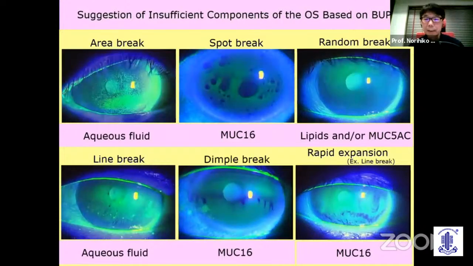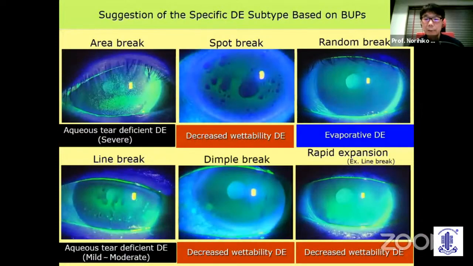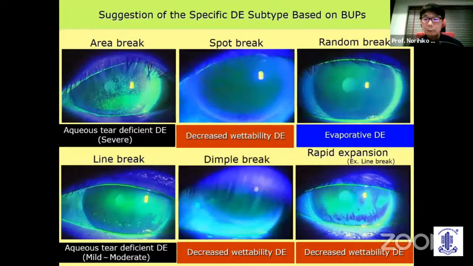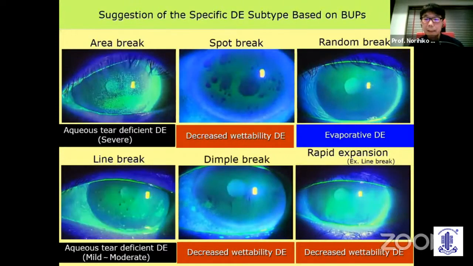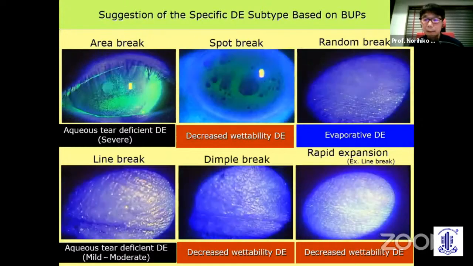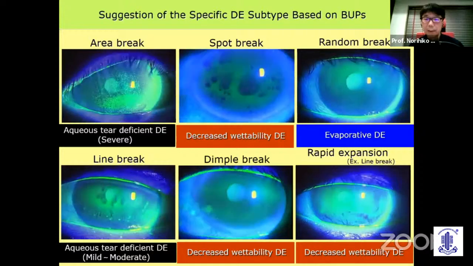Also, based on the breakup patterns, we can suggest the specific dry eye subtypes. Area break corresponds to severe aqueous tear deficient dry eye. Line break corresponds to mild to moderate aqueous tear deficient dry eye. Random break corresponds to increased evaporation dry eye, and the spot, dimple, and rapid expansion of the breakup are thought to correspond to decreased wettability dry eye.